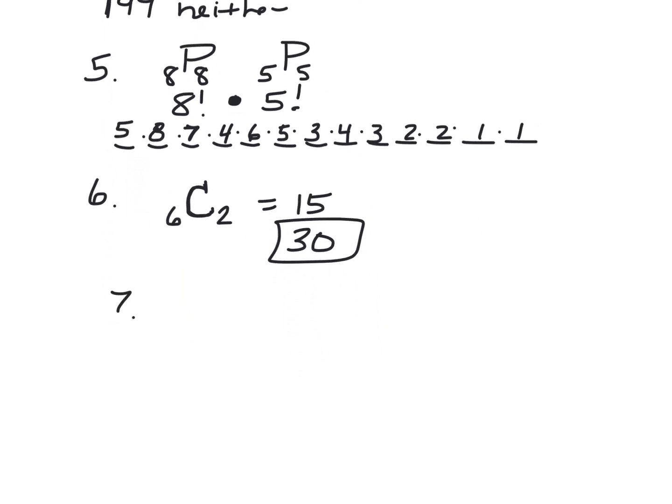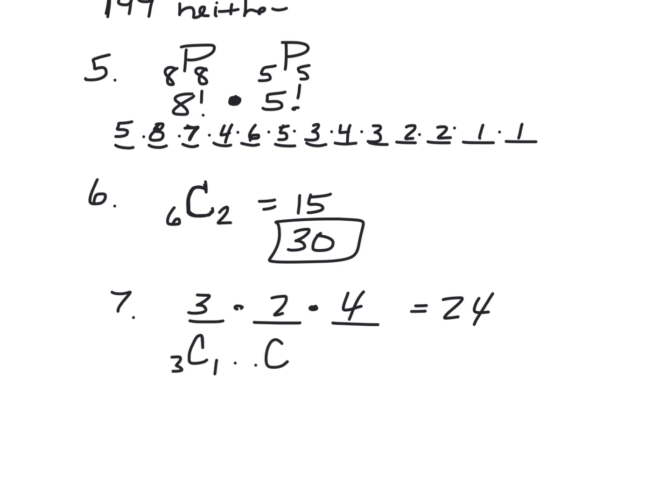Number 7, we're going to form an outfit. We got a shirt, we need a vest, we need a tie. We have 3 choices for that shirt. We've got 2 for the vest, we got 4 for the tie, and we're going to multiply them together, which would be 24. Order not really important. No repetition, so it's combination 3 choose 1, 2 choose 1, and 4 choose 1, and then multiplying them all together.